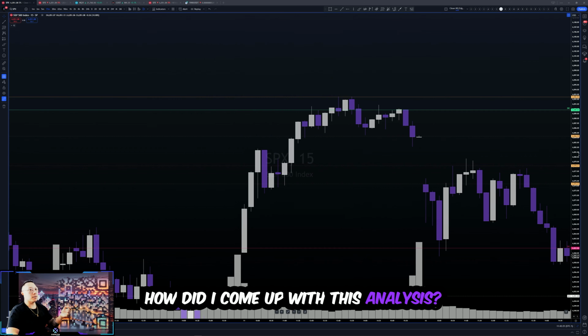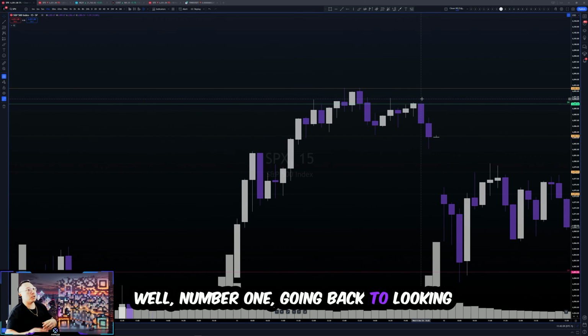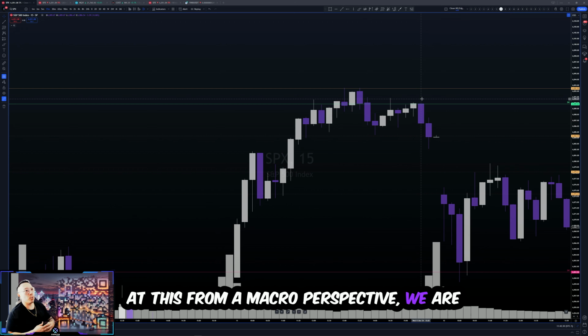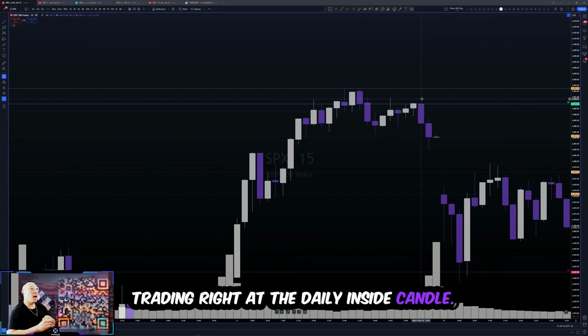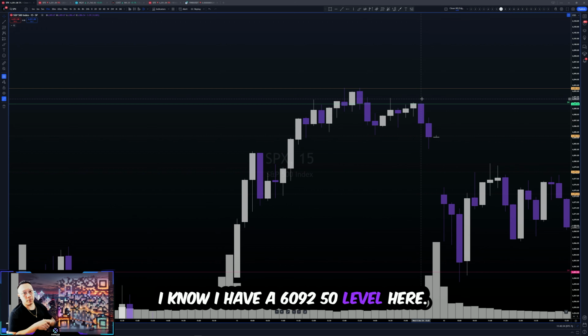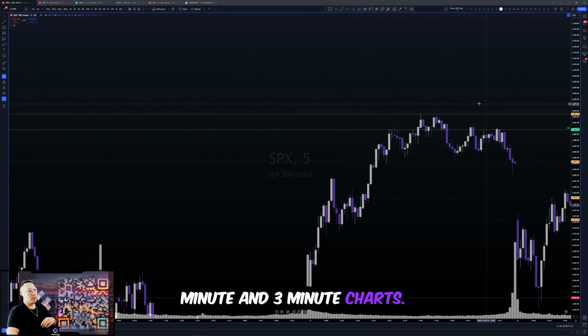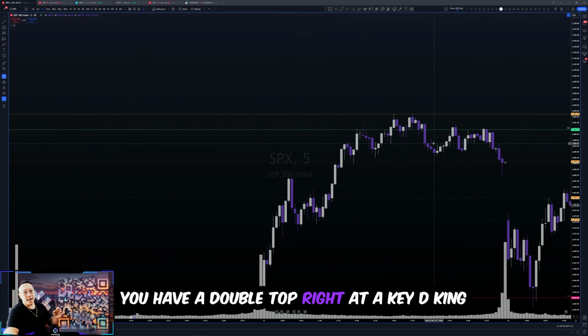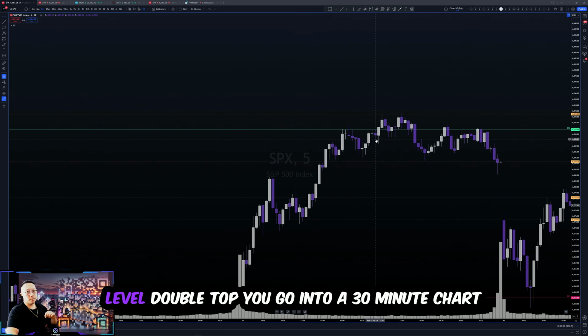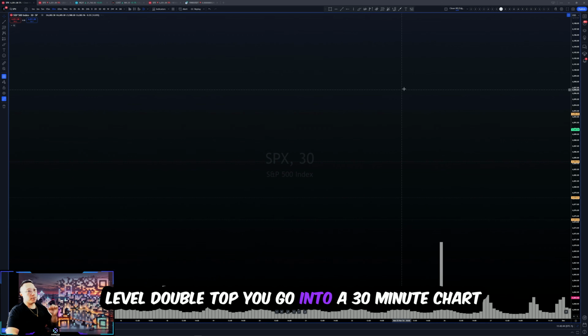How did I come up with this analysis? Well, number one, going back to looking at this from a macro perspective, we are trading right at the daily inside candle. I know I have a 6092.50 level here. You zoom down into the 5-minute and 3-minute charts. You have a double top right at a key DIC level. Double top. You go into a 30-minute chart.